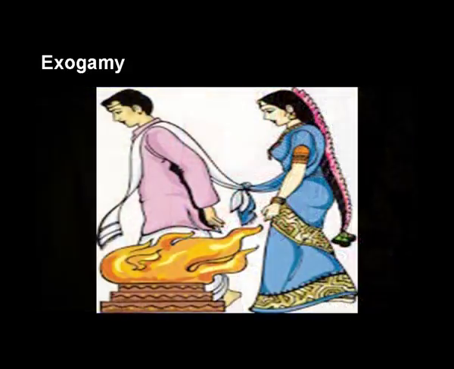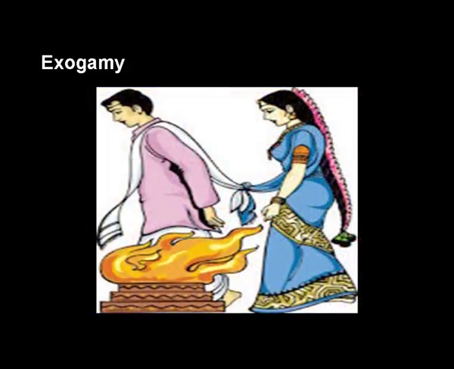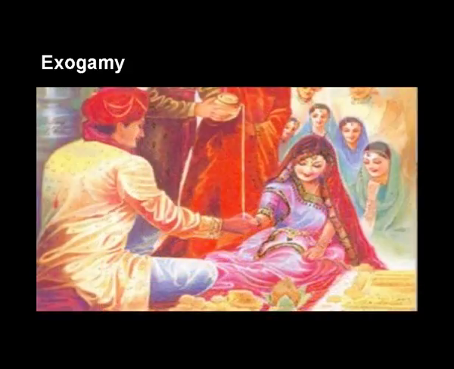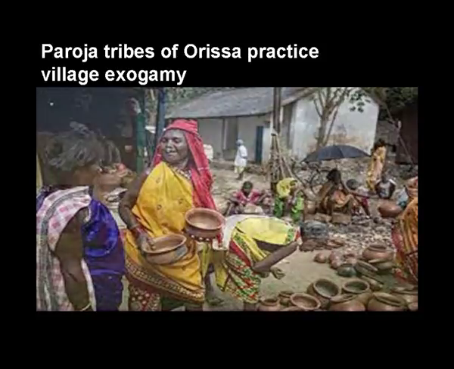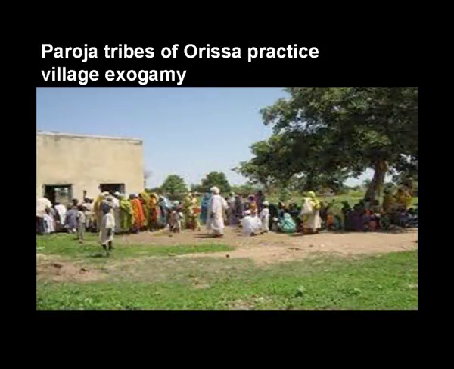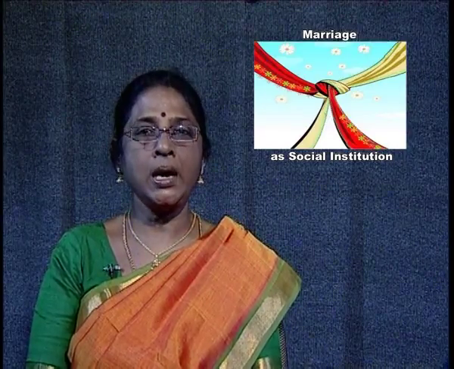Almost all the tribes of India practice lineage and clan exogamy. Some tribes like Baroja of Orissa practice village exogamy, which means they do not marry a person within his own village. The village boundary is the mark here. He has to seek a bride or the bridegroom from outside his own village.